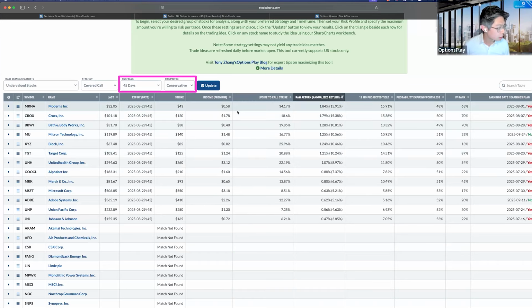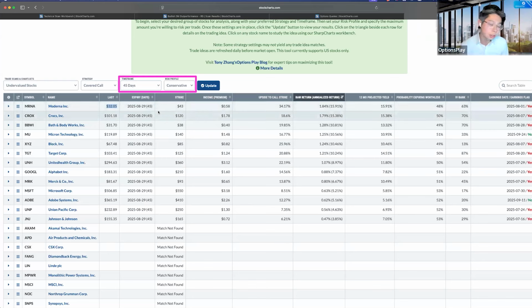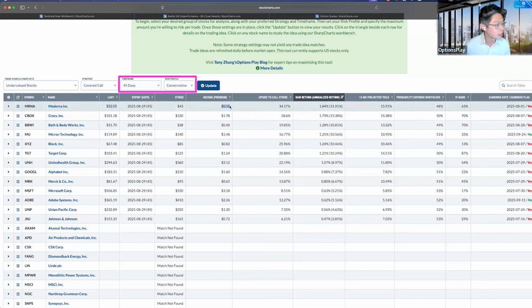And I'll even look at some of the lowest price stocks. Look at Moderna, $32 stock. So if you own 100 shares of Moderna, that's about $3,200. That's going to generate $58 in income for you in the next 45 days for every 100 shares that you own. So $58, that will cover your first month of your OptionsPlay subscription. And you're doing this without adding additional risk to your portfolio.